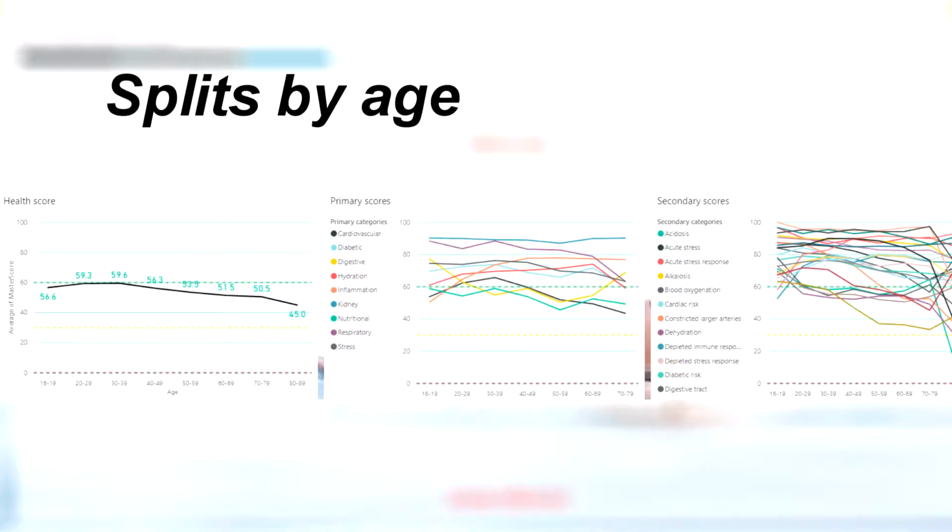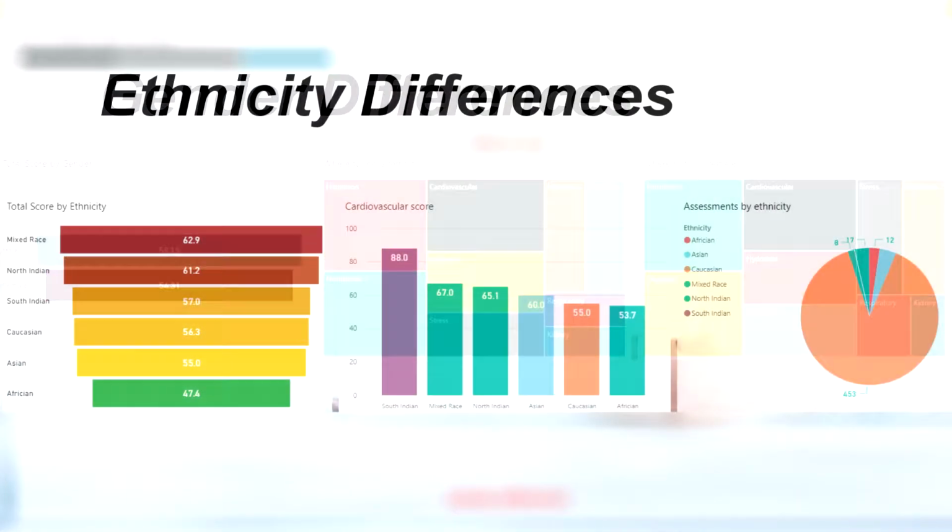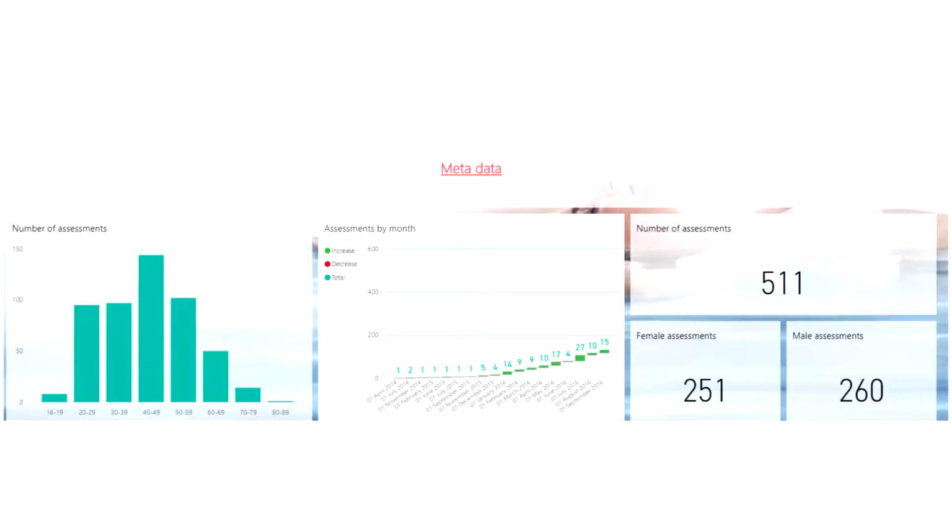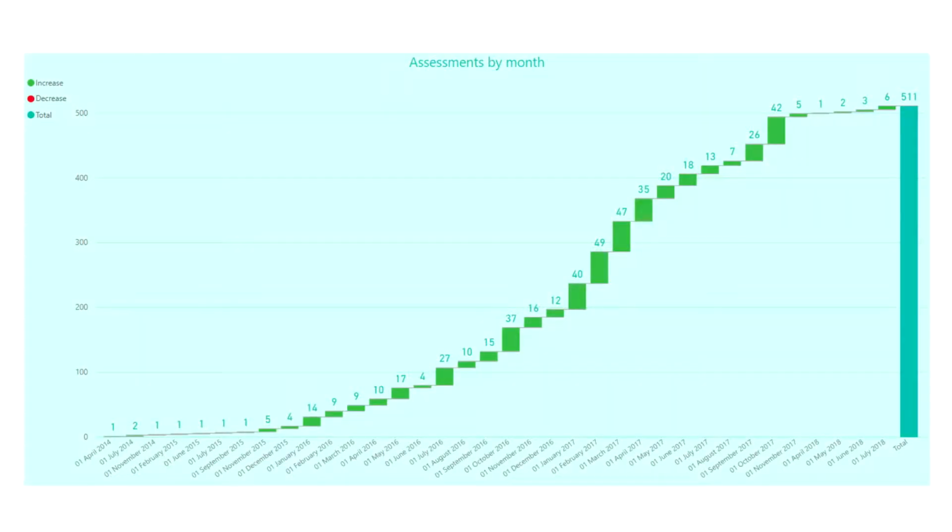Moving on, you'll see areas for splits by age, gender differences, and ethnicity differences. We finish up a section showing some metadata. Remember, you can click on any data tile to get the report.